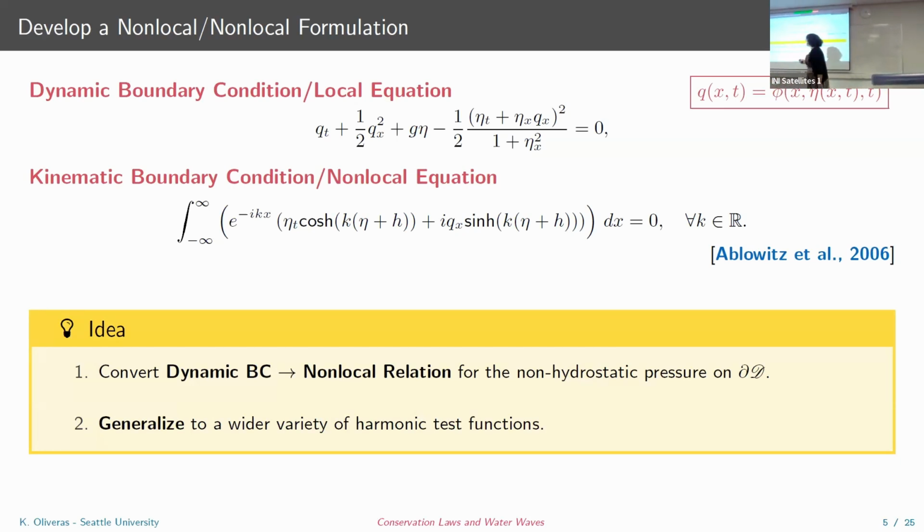Okay, so this isn't another formulation yet. What I'm going to do for this is convert this dynamic boundary condition, which I call local, because right now it's just defined in x and t, into another non-local relationship. And generally that's going to be for the non-hydrostatic pressure on the boundary of the domain. So you can think about this equation as being in terms of how eta evolves, and the other one will be a geometric constraint on the pressure.